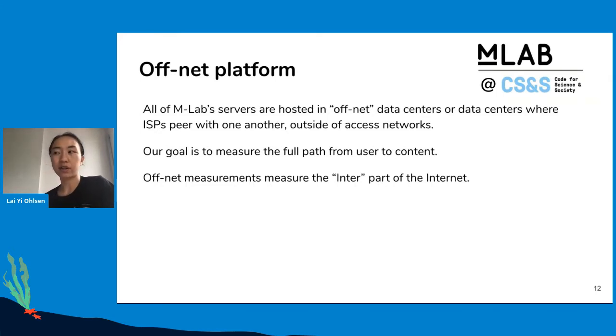So we are in data centers where ISPs peer with one another, which is outside of where the users connect with their network. That network then goes and connects with other networks, and that's where MLab servers are hosted. The concept here is that off-net measurements measure the inter part of the internet. They measure the part where networks connect with one another, and therefore the part that users are affected by but don't necessarily have access to. And that's why we place all of our servers off-net in commercially maintained data centers.